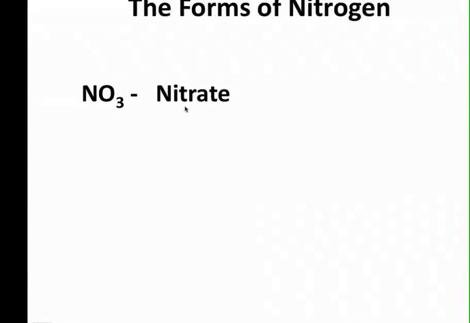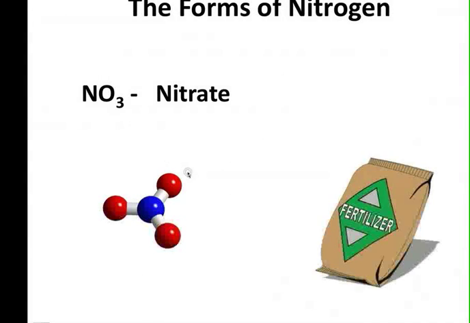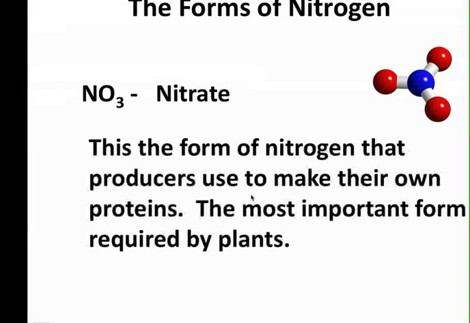Okay, nitrates. Nitrate is NO3, and again, I don't expect you to know the structure or the formula. There's a nitrogen with 3 oxygens around it, and it's very common in fertilizer. So this is a form of nitrogen that most producers use. So plants, algae, green algae, they take this up through their roots or absorb it in, and this is how they make their own nitrogen compounds, primarily protein.